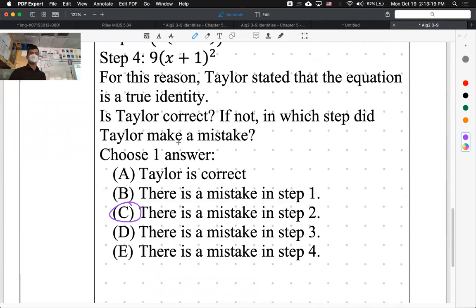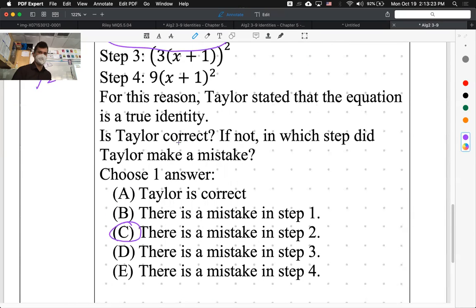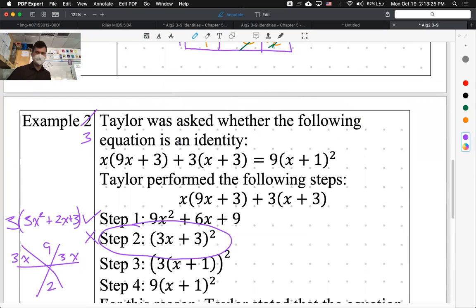Question, Wyatt? Can't you go further with 9 times the quantity of x plus 1 squared? Oh, definitely. But the point was, that was what we were trying to get to. The right-hand side is 9 times the quantity of x plus 1 squared. So once the left-hand side and right-hand side are equal to each other, then you've proven it's an identity. I agree. You could go further. You can expand it out, right? Yeah, you could square the... Exactly. Yep. That's good that you see that.